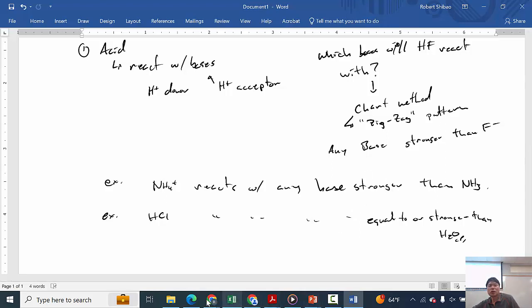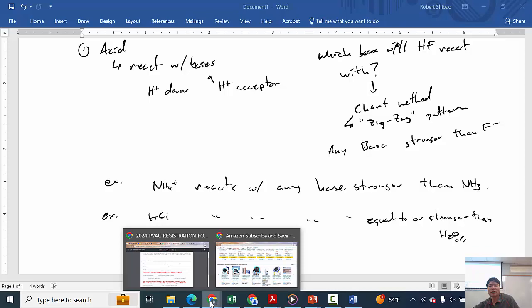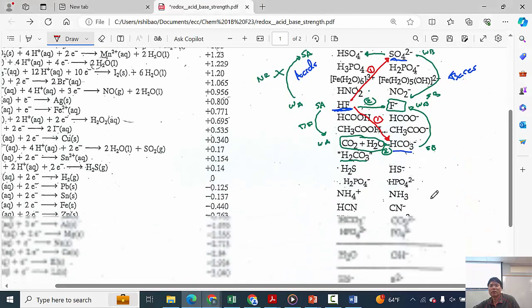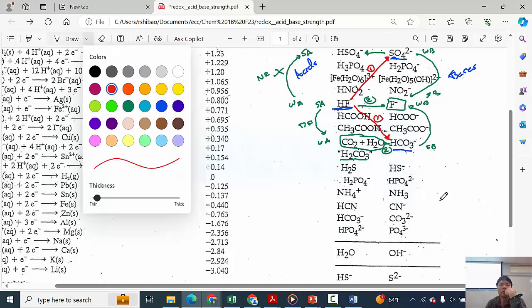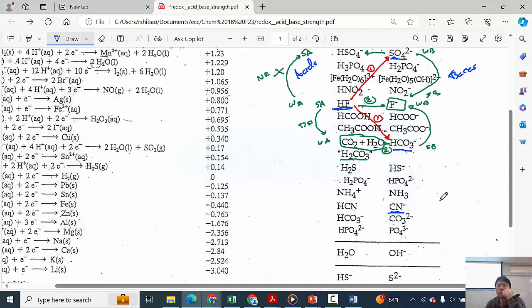All right, let's look at this chart and see if you could figure out the pattern in reverse. Cyanide. If we pick cyanide, what acids will cyanide react with? Anything stronger than ammonium? I wouldn't phrase it like that. Cyanide will react with anything stronger than hydrocyanic acid? Yes. Anything stronger than hydrocyanic acid.